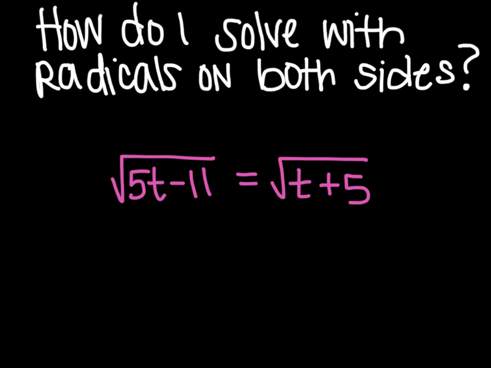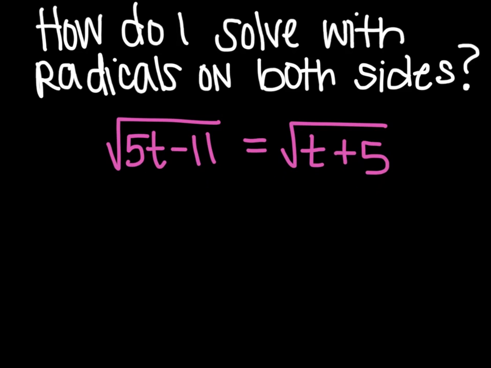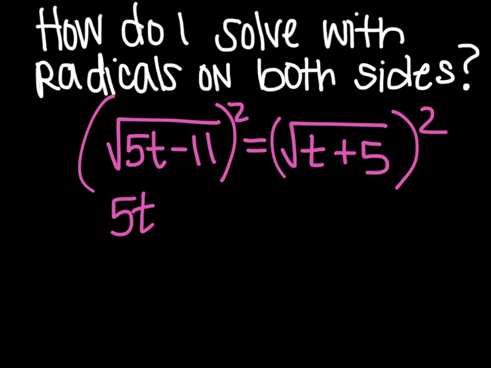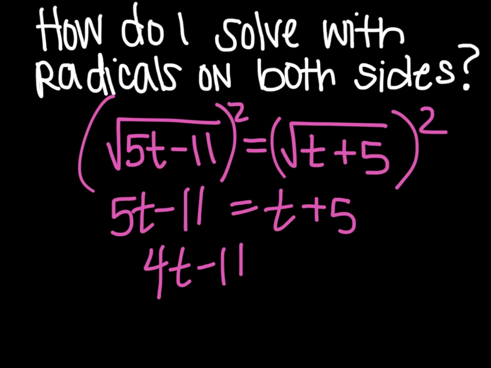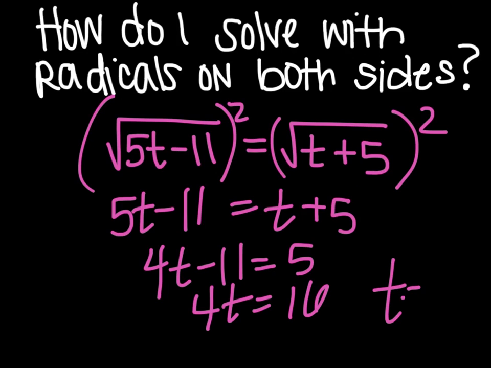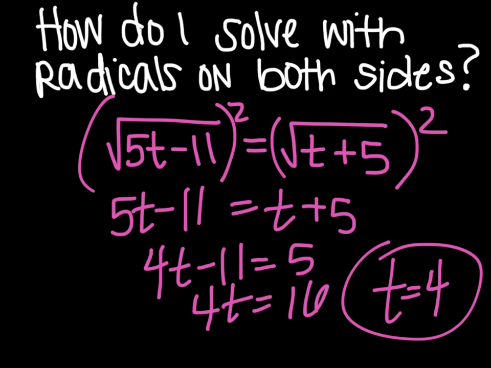How do I solve with radicals on both sides? You kind of see it a little bit, but really quick, this is how it's going to work. You're going to square both sides to get rid of the square root symbol. So 5t minus 11 equals t plus 5. And then from there, it just becomes normal. 4t minus 11 equals 5. And then 4t equals 16. So t equals 4. And then check your answer, plug it in on both sides, and you will get that it does in fact work. So it is a solution.